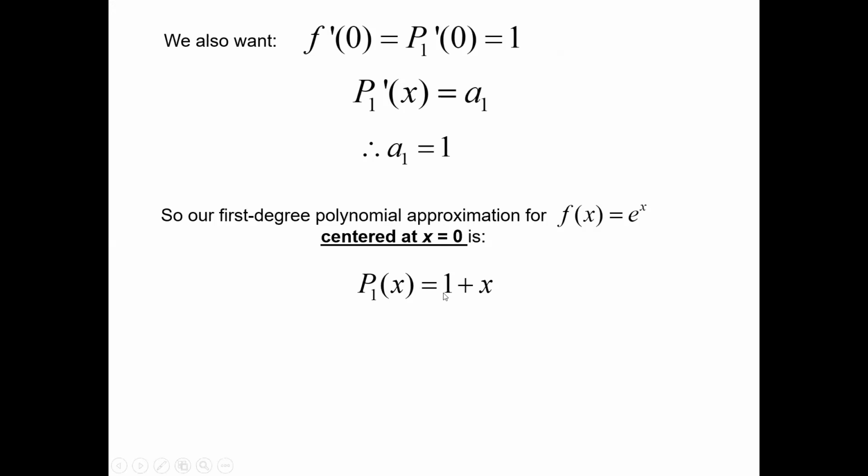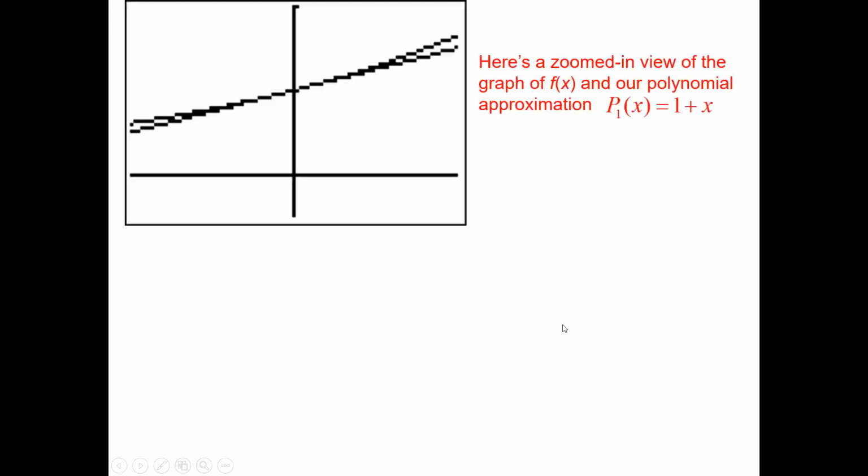So 1 was the a naught value, and the coefficient on the x was the a sub 1 value, which was also 1. If we look at a graph of this, we've got our function, which was e to the x, and this maybe isn't the best quality graph, but we've got e to the x, the exponential function, and then we've got the tangent line at that same location, which is the first degree polynomial, p sub 1 of x equals 1 plus x.